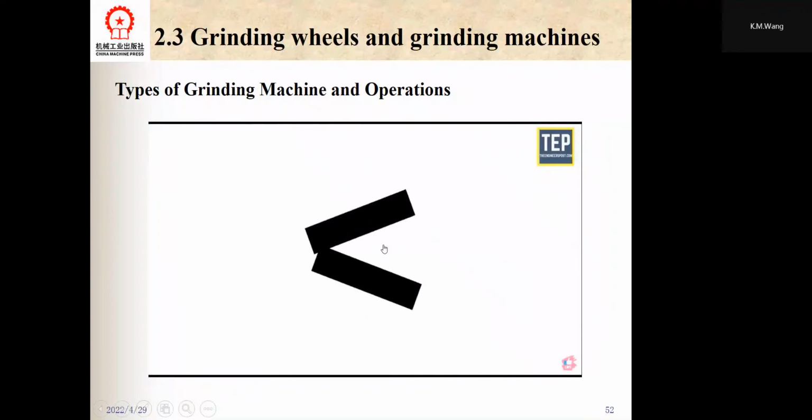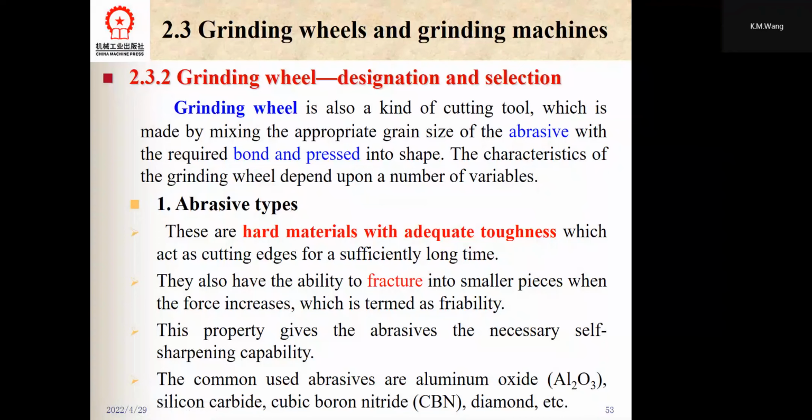Okay, these are the types of grinding machines and their operations. Through this video we can learn the different types and operations of grinding machines. I believe that through this video, all of you have gained a deep understanding of grinding machines and their operations. Okay, and then we will start to study the grinding wheel, its designation and selection.